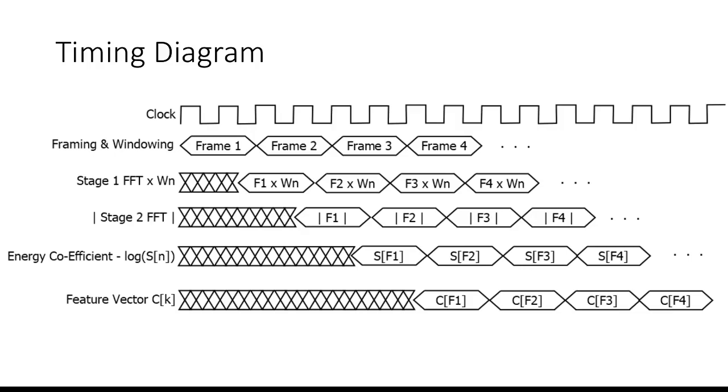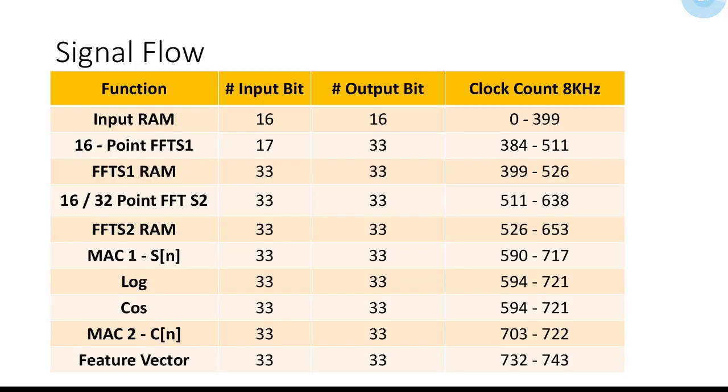Timing diagram for FE version 2 architecture with stage-wise signal flow. Details of the proposed version 2 architecture with each stage clock count and bit size are shown in the table.